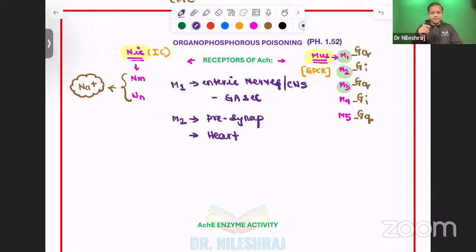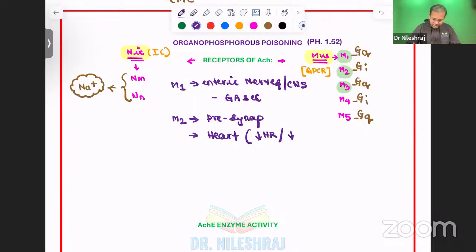Here we are talking about M2, which is there on the presynaptic terminal, of course. But here we have certain receptors, the same Gi receptors, which might be there on the postsynaptic terminals too. And that is what the heart has, M2 receptors. In the heart, because it is an inhibitory receptor, it will decrease the heart rate.